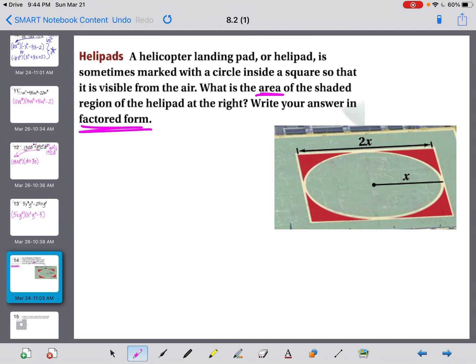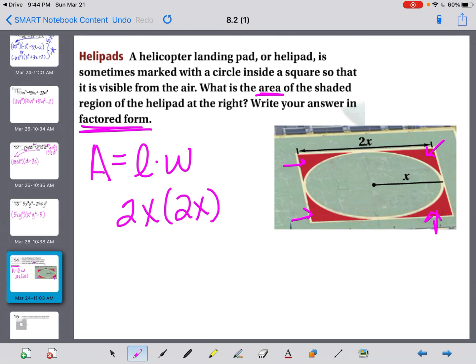Okay, so to find the area of the square, we're only looking for these red pieces, the area of that. But that makes up a square at first if there was no circle. So the area of a square is length times width. In this case, because it's a square, we have 2x times 2x, which gives us 4x squared. Then we have to get rid of this.